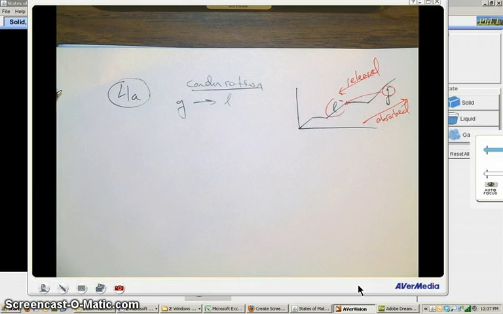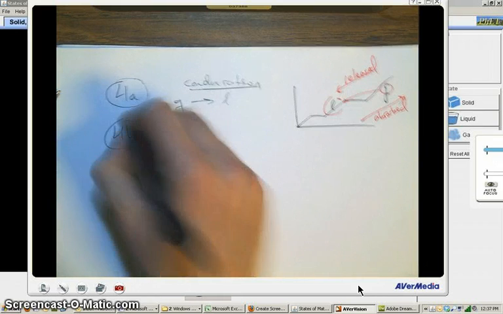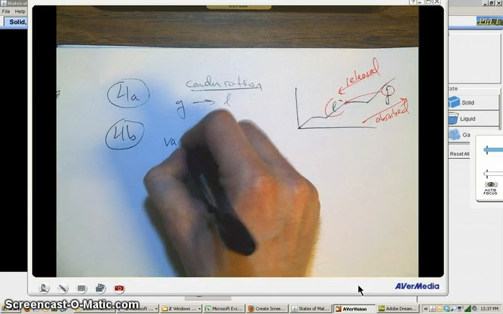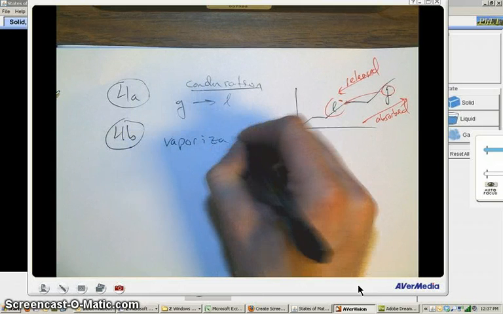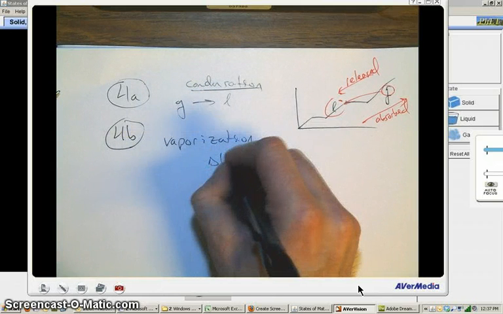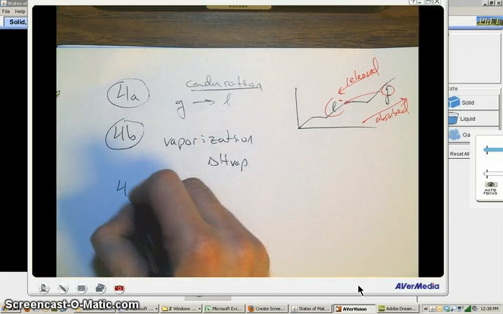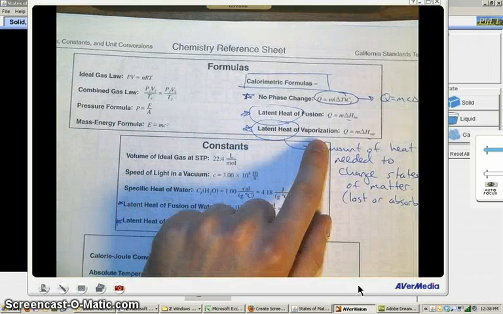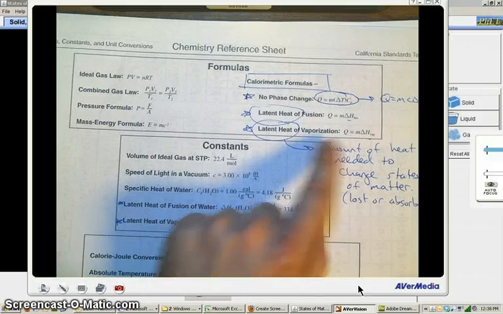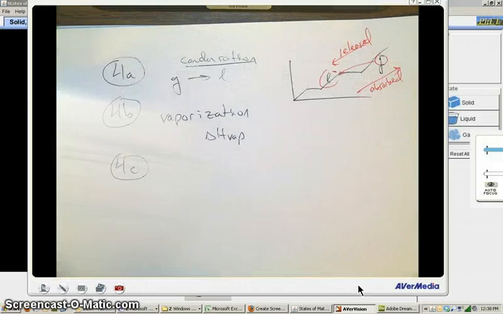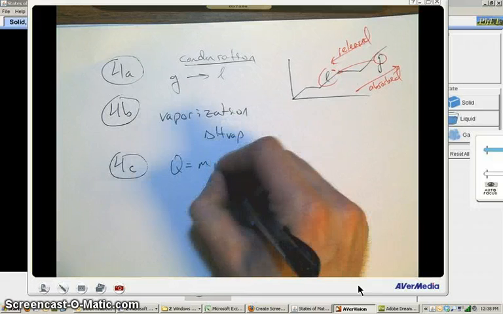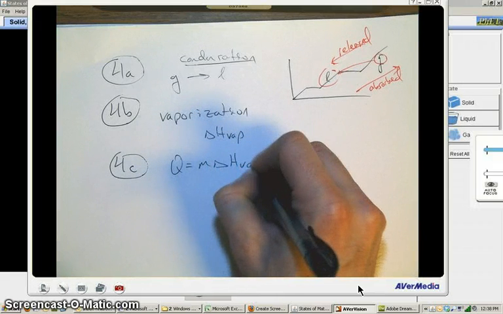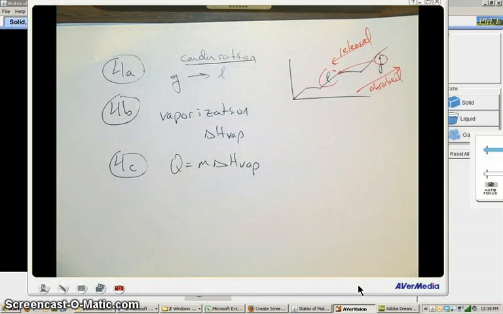B, what phase change is water going through? What you would say for 4B is vaporization. Specifically, you could have written delta H vap. 4C, if you wanted to calculate the heat transfer, what formula would you use? We're using the latent heat of vaporization because we're going from a gas to a liquid. So the formula you would use is Q equals M delta H vap. Class, do we have any questions about the answers I've put for number 4?